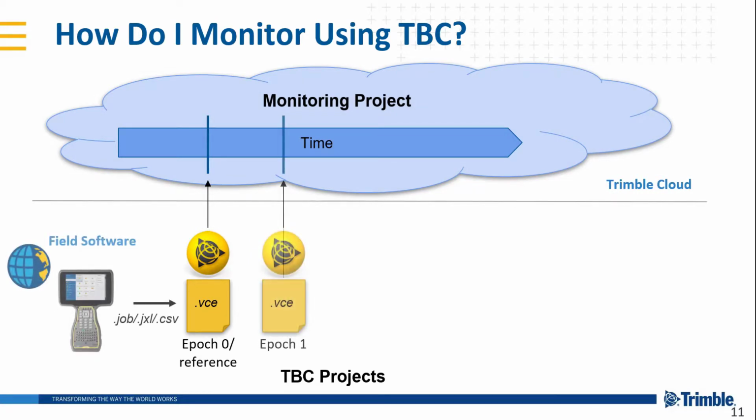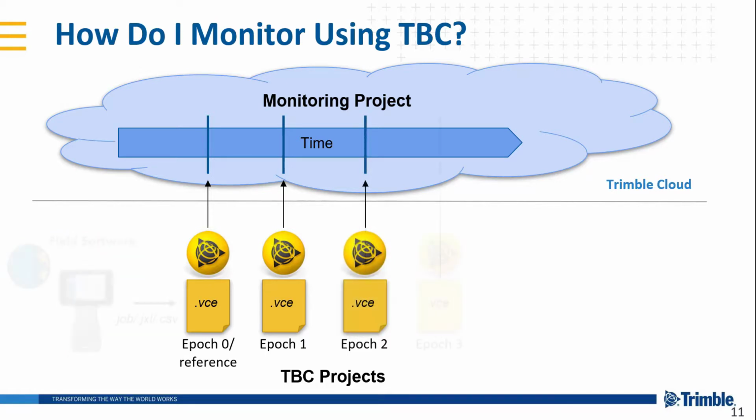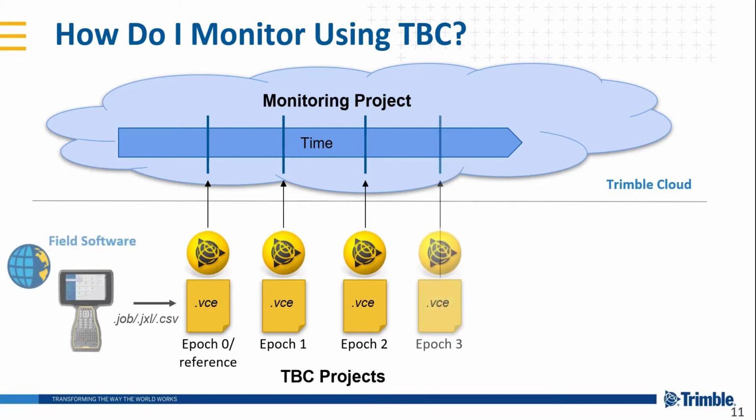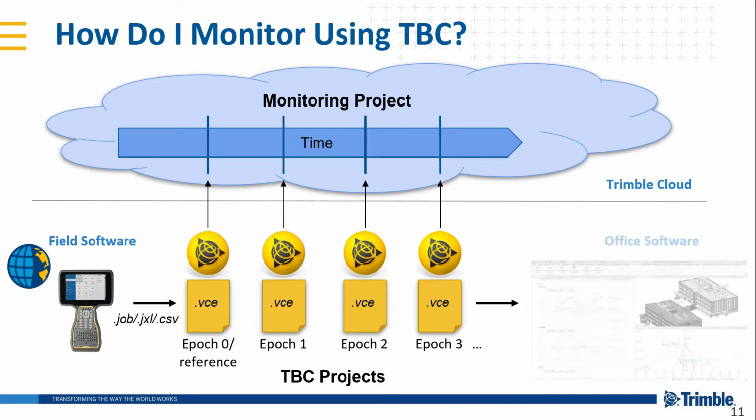Now for each subsequent epoch of data, we import it from the field software, we create that new .vc TBC project, and we synchronize it to the monitoring project in the Trimble Cloud Service with that timestamp. Once we've collected all of our necessary epochs, we can generate those monitoring deliverables such as reports and charts in the office software being Trimble Business Center.